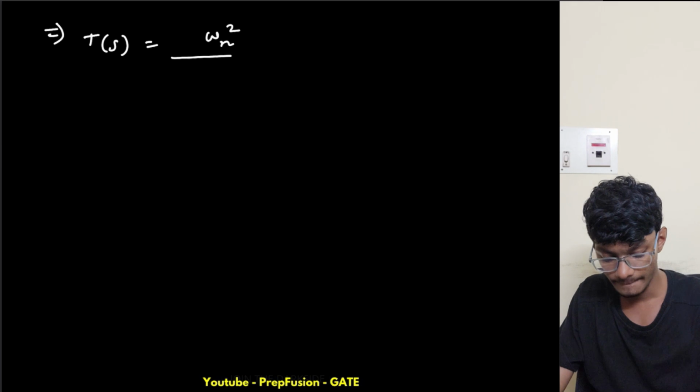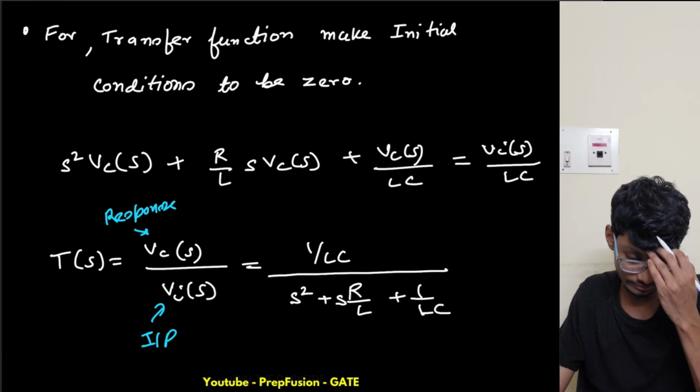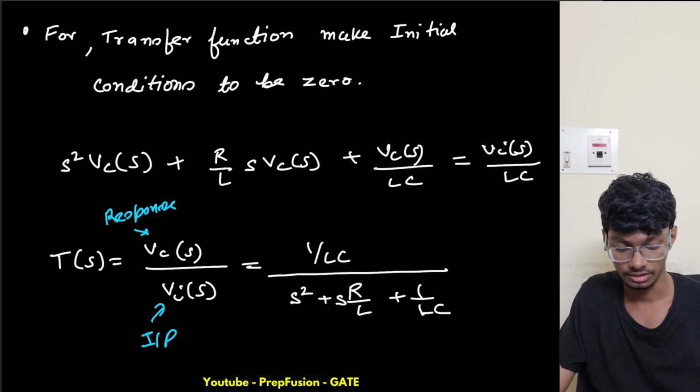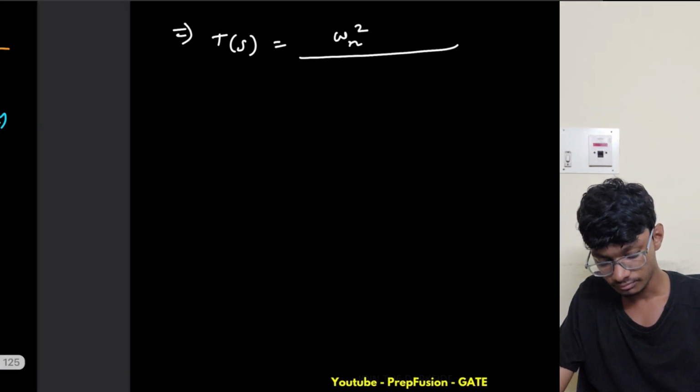What I am saying is that the square root of this term will be the natural frequency. So the square root of this equals omega n, but I don't have a square root, I have a square term, so this will be omega n square. That's why this is omega n square.